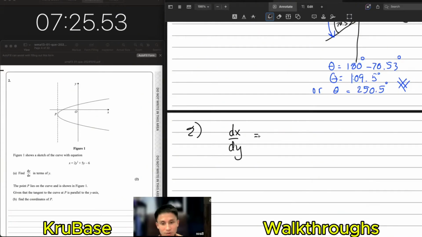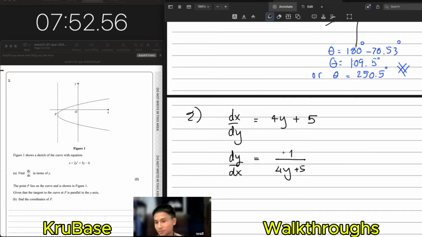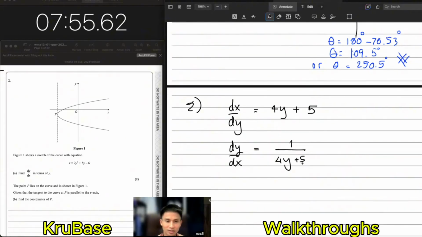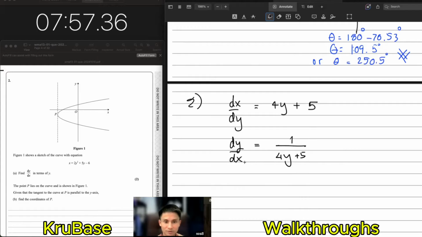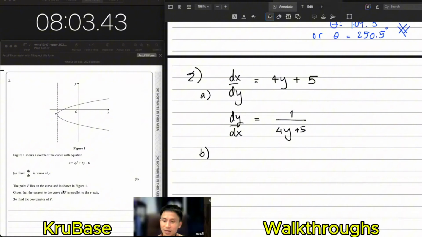So dx by dy would be differentiating y as if we were differentiating x, but it's just in terms of y, right? So differentiating 2y squared would be 4y here, bringing 2 down, multiplying 2, and y subtracting power by 1. And this is 5y, so it just becomes a 5, and minus 6 goes away. So that means dy by dx would be 1 over that, guys. No big deal here. And that is just it. I don't need to simplify anything else. So that should be fine. So that is A.